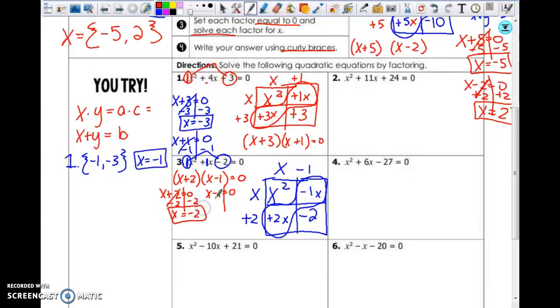And then on this one, how do we get rid of a -1? +1. So that will cancel. Bring down your x. 0 plus 1 is 1. So your two solutions, your x is equal to -2, comma, 1. Your x's are equal to -2 and 1. So you have both solutions. Okay.